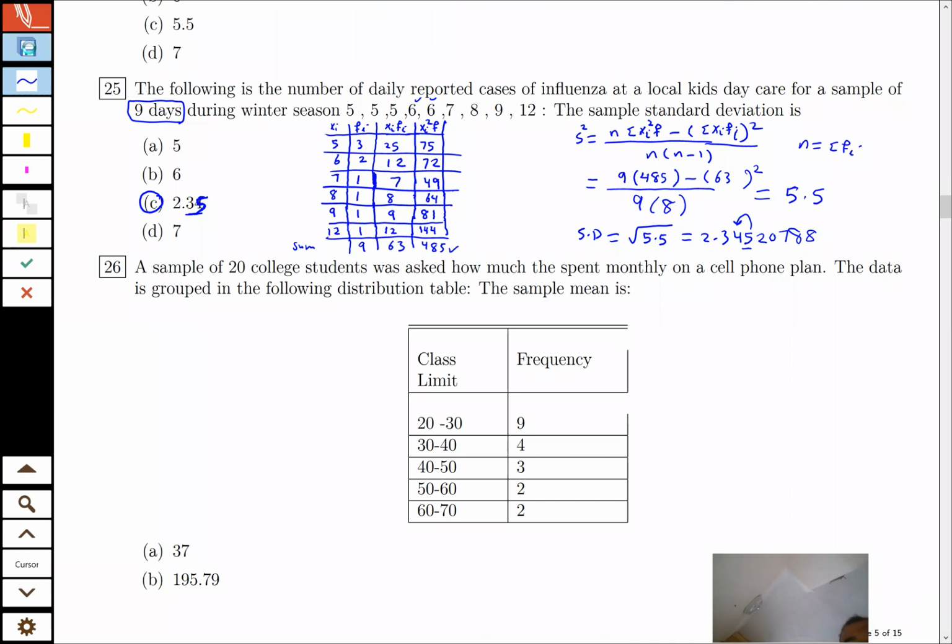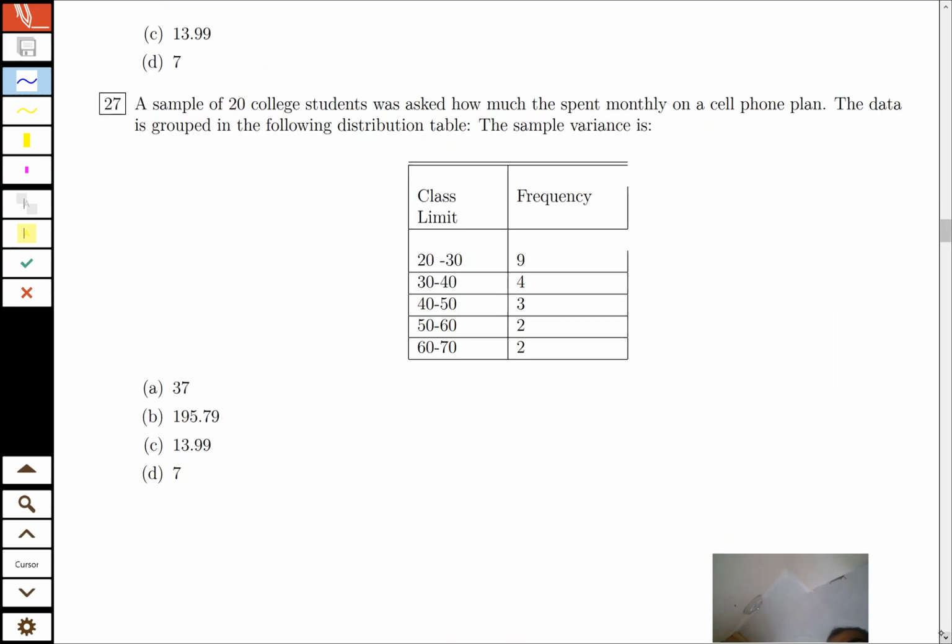Now, here is grouped data. What's the difference between ungrouped data and grouped data? The only difference is that we will find first the midpoint. So the midpoint, we call it XM, which is the midpoint.